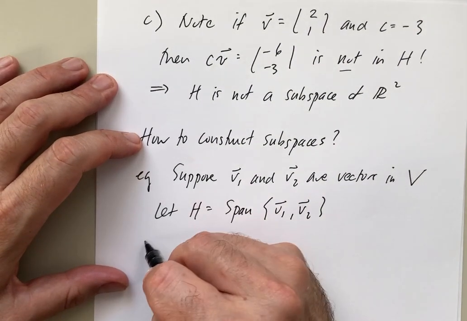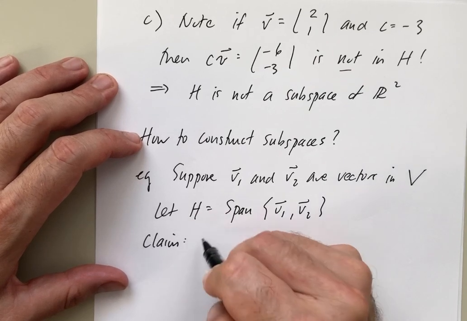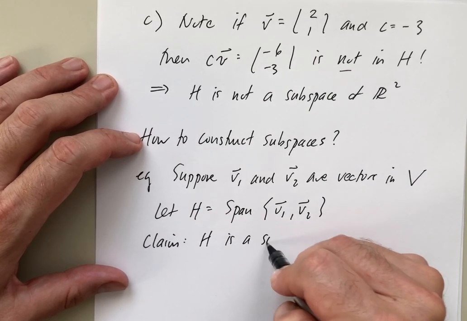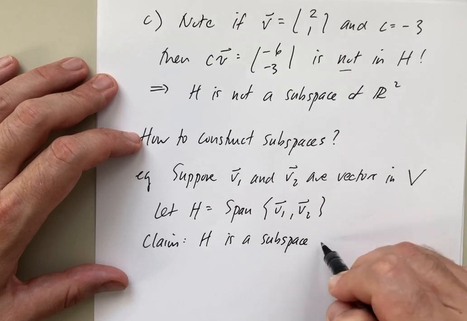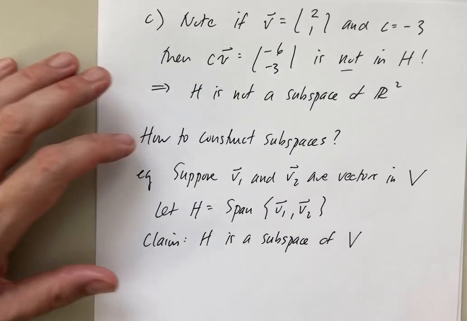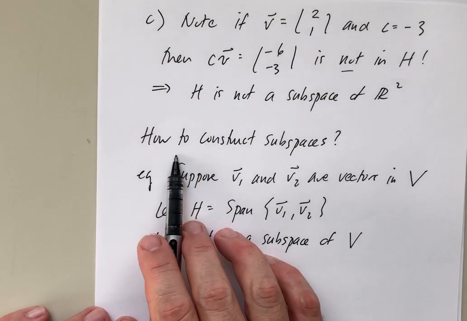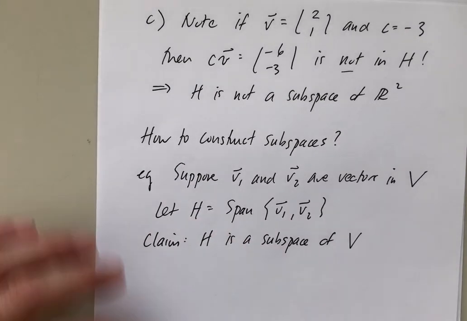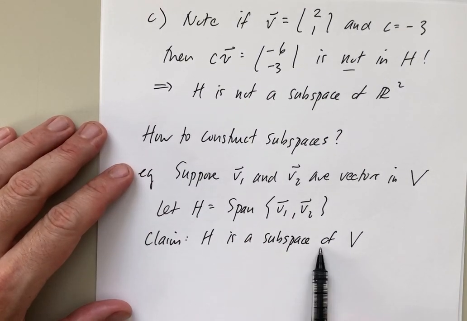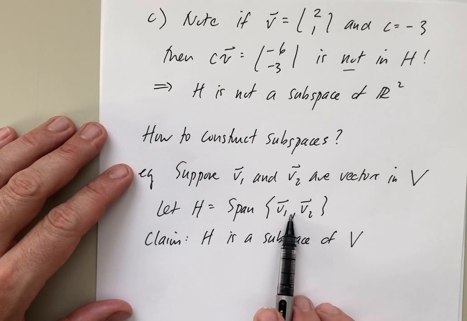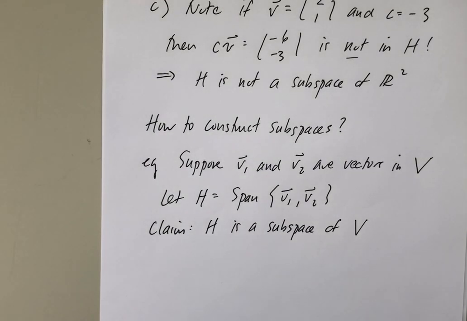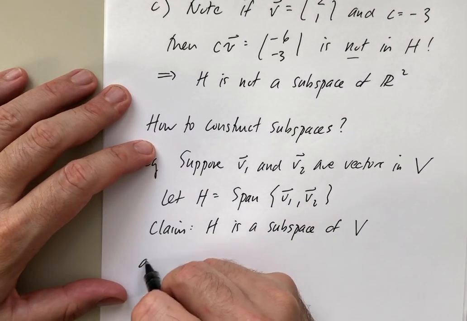What I claim is that H is a subspace of V. Okay? So this is answering the question of how do I construct a subspace? Well, one way is you take the span of, in this case, two vectors. And let me just briefly show you why this is true. I'm going to check the conditions again.